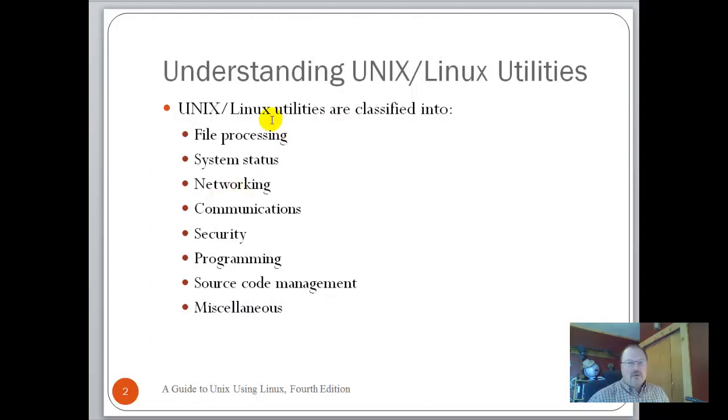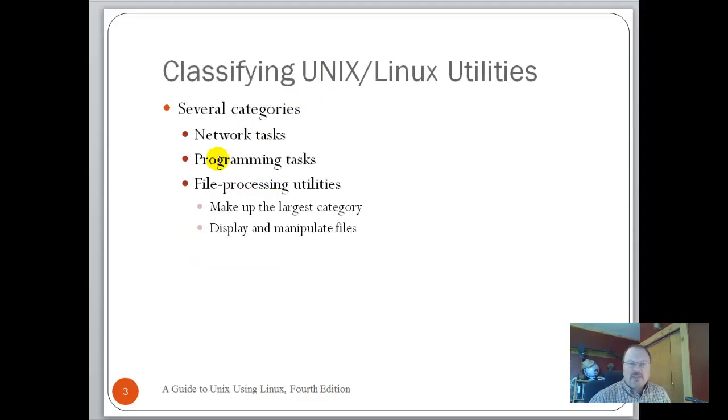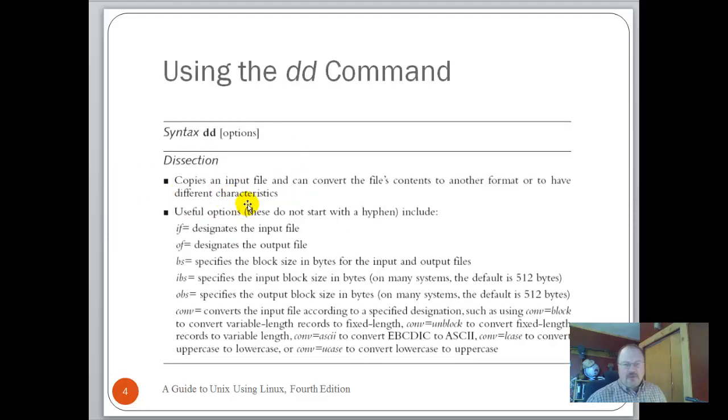Alright, so really this chapter talks a lot about understanding Unix and Linux utilities for file processing, system status, networking, those sorts of things. There's categories: network tasks, programming tasks, and file processing tasks. The first command that we'll use is dd. This copies the input file and can convert the file's contents to another format. So you can convert to uppercase or lowercase, and we'll do that.